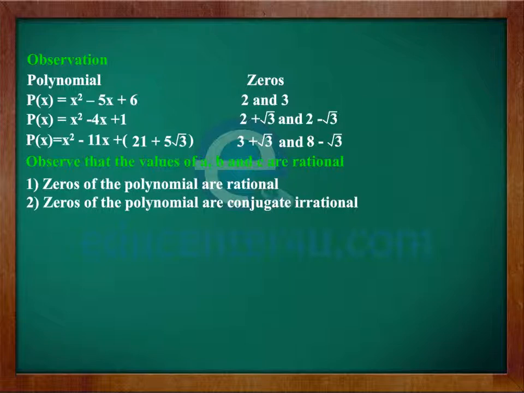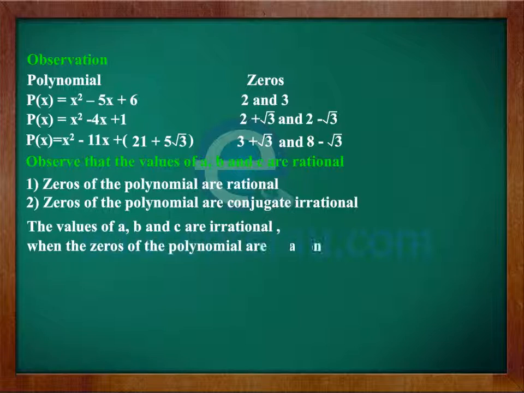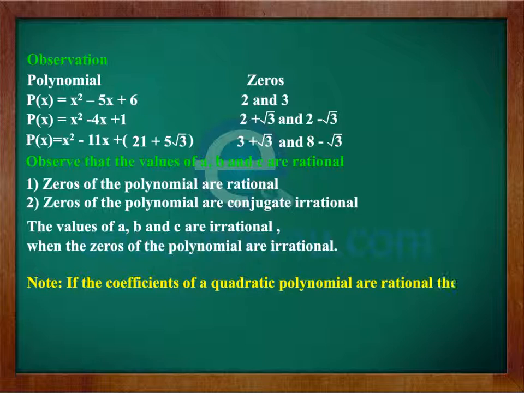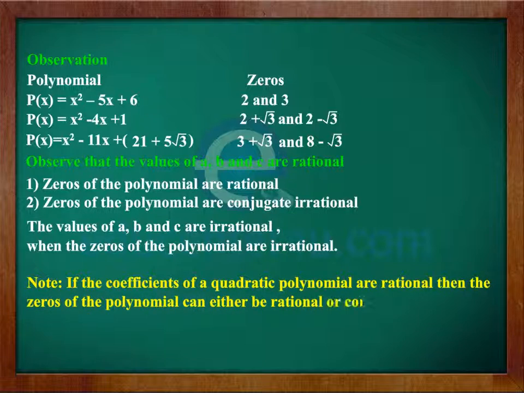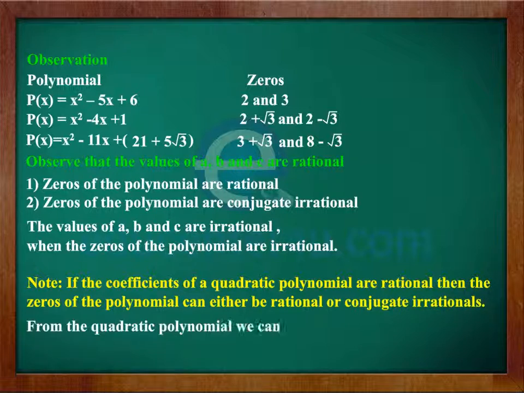We have learnt about conjugate irrational numbers in grade 9. The values of a, b and c are irrational when the zeros of the polynomial are irrational. Note: if the coefficients of a quadratic polynomial are rational, then the zeros of the polynomial can either be rational or conjugate irrationals. From the quadratic polynomial, we can find the sum and product of the zeros of the polynomial directly.